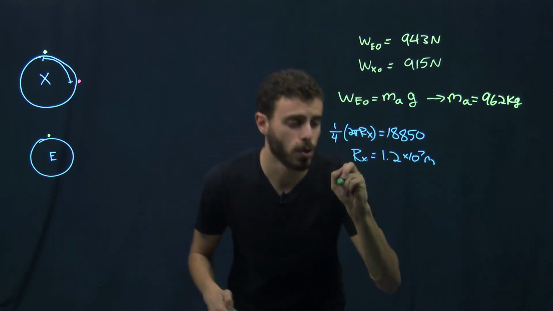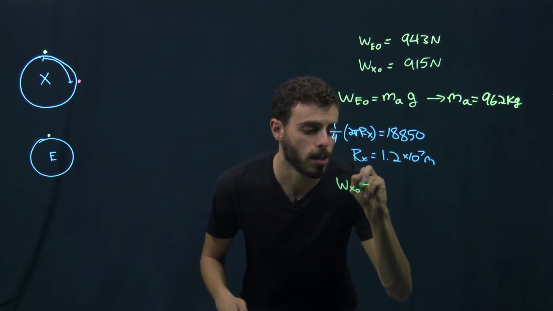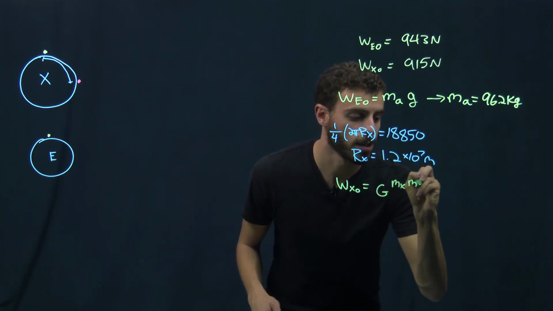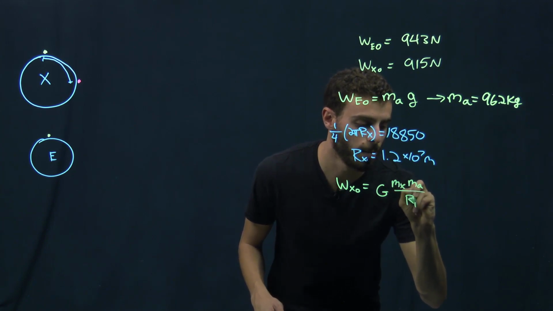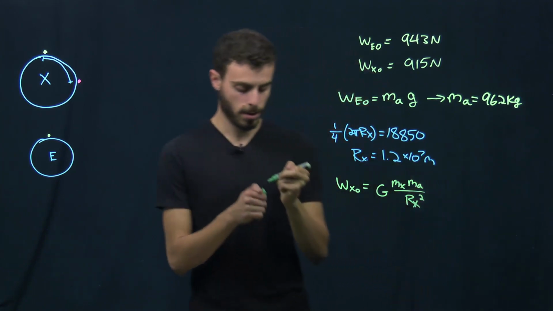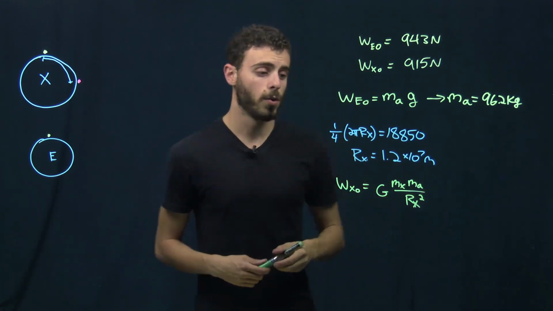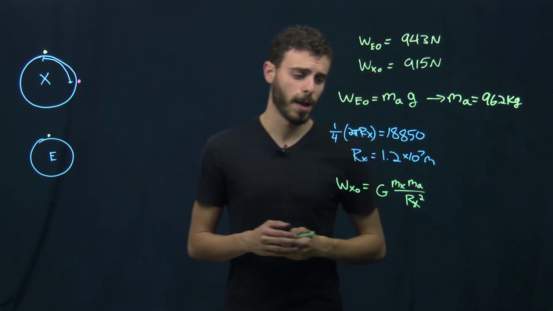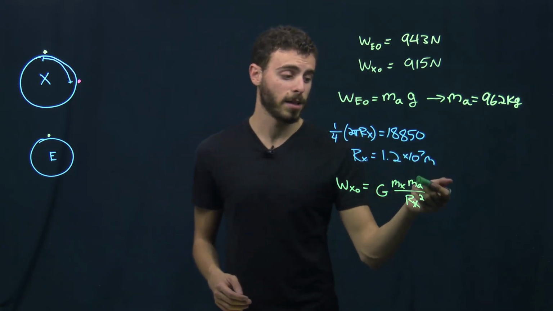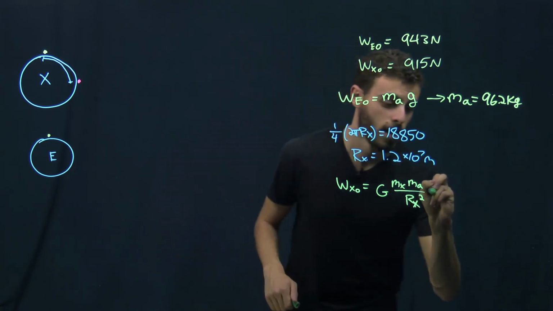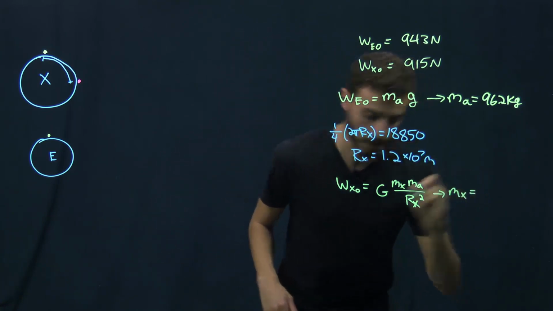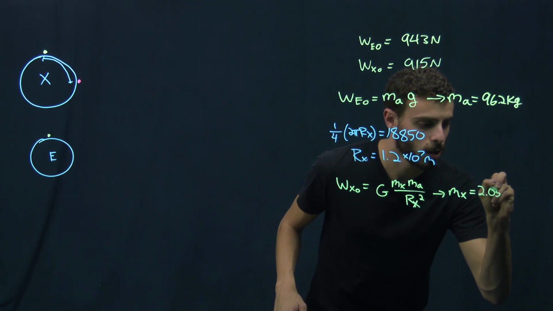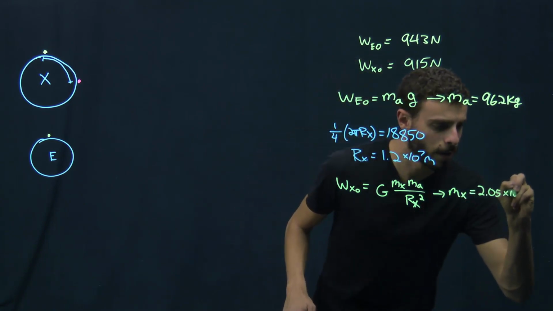So if we go back, we know the true weight for planet X is going to be equal to, in general, G times the mass of planet X times the mass of the astronaut divided by the radius of planet X squared. And so we can now impose all of the things we know on this equation. We know the true weight on planet X, we know G, and we now know the mass of the astronaut and the radius of planet X. So from here we can get to the mass of planet X. And we should get that the mass of planet X is 2.05 times 10 to the 25 kilograms.